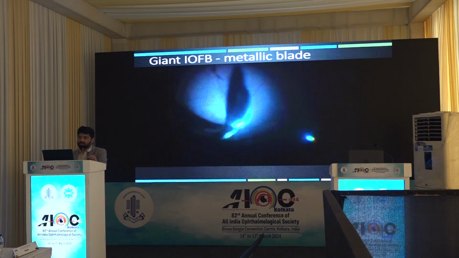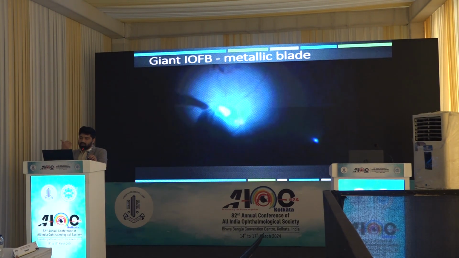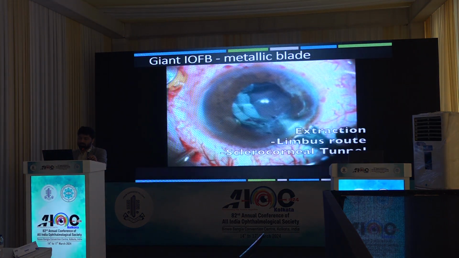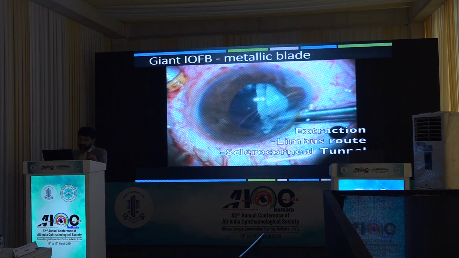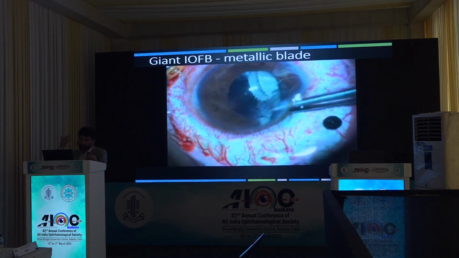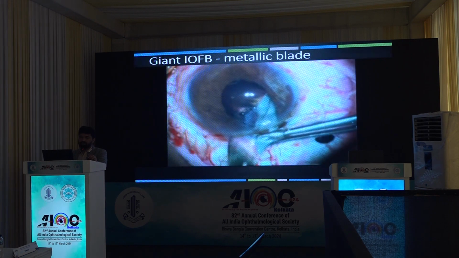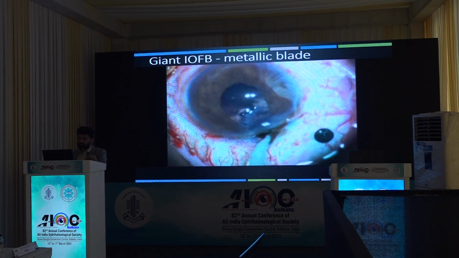So you can use a magnet so that you can align it to the cornea or where you want to extract. As I told, we are extracting it through the cornea itself, and in this patient the mode of entry was also through the cornea. There was a cataract, so it was easy. Otherwise you may have to sacrifice the lens and extract it.